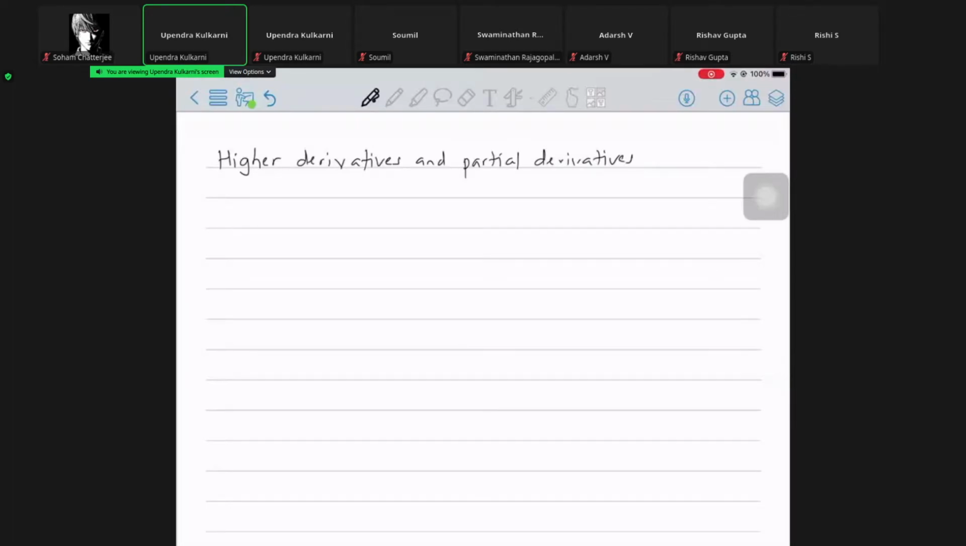So higher derivatives and higher partial derivatives. Let's write down the situation. U is an open set in Rm, and f is a function from U to Rn. So let us say f has component functions. So any point, let us say x, goes to f1(x) up to fn(x).